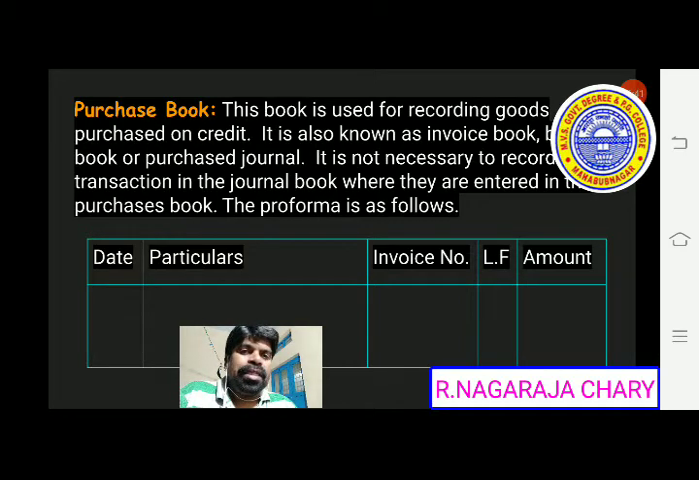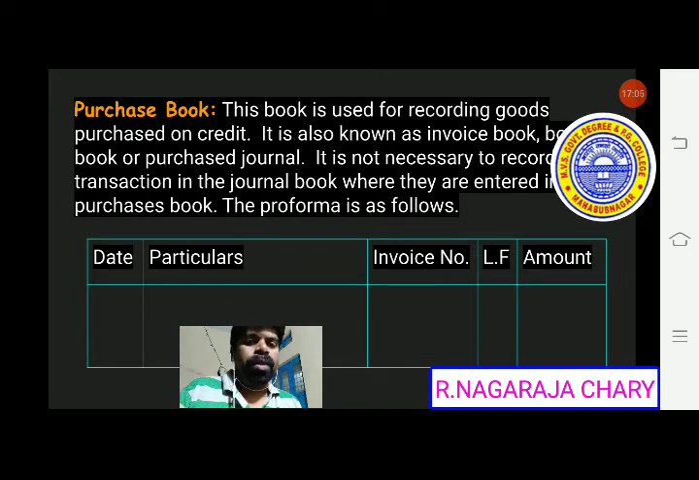So that is the specific purpose for which this purchase book is used. That is why this is one of the subsidiary books. It is for the specific purpose of credit purchase only. So this is a specific purpose subsidiary book that we are using. This is the proforma. Okay. I think you got the information, you got the idea.